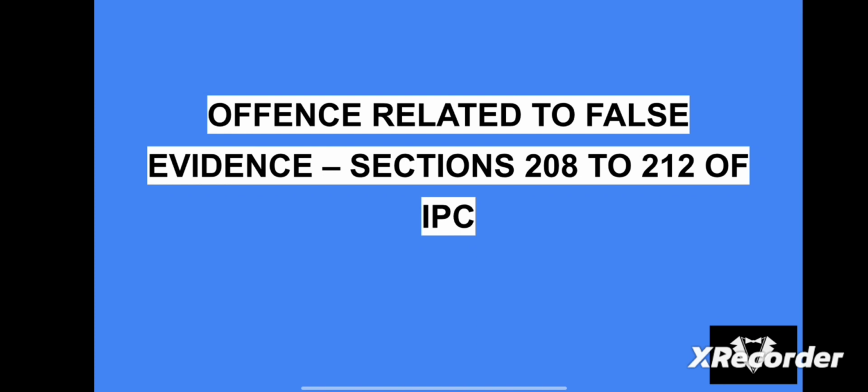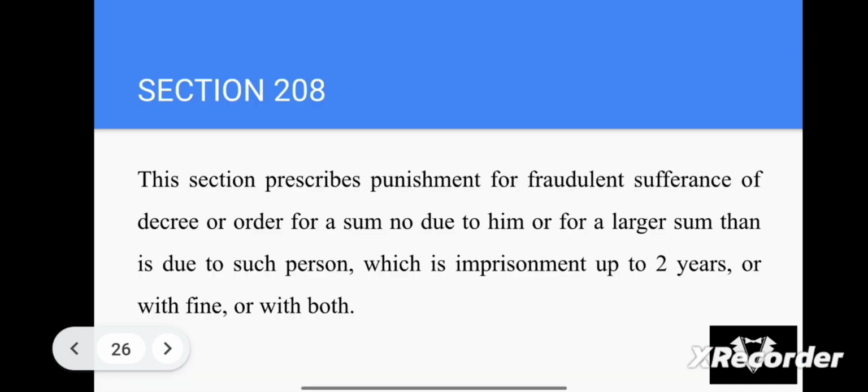Offenses relating to false evidence, Sections 208 to 212 of IPC. Section 208 prescribes punishment for fraudulent suffering of a decree or order for a sum not due to him or for a larger sum than is due to such person, which is imprisonment up to 2 years, or with fine, or with both.